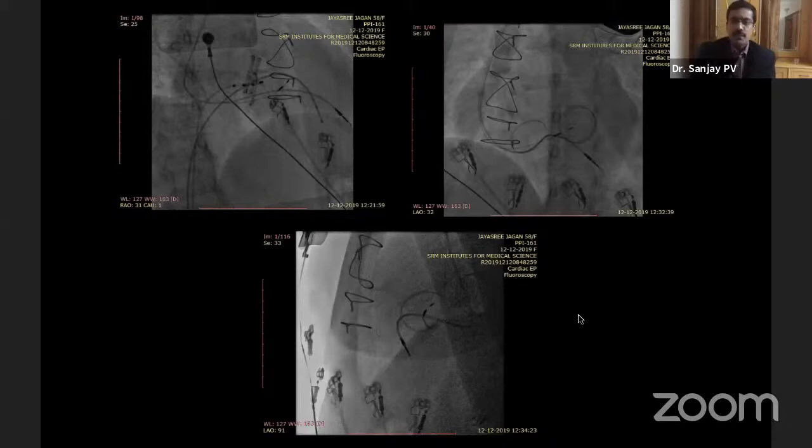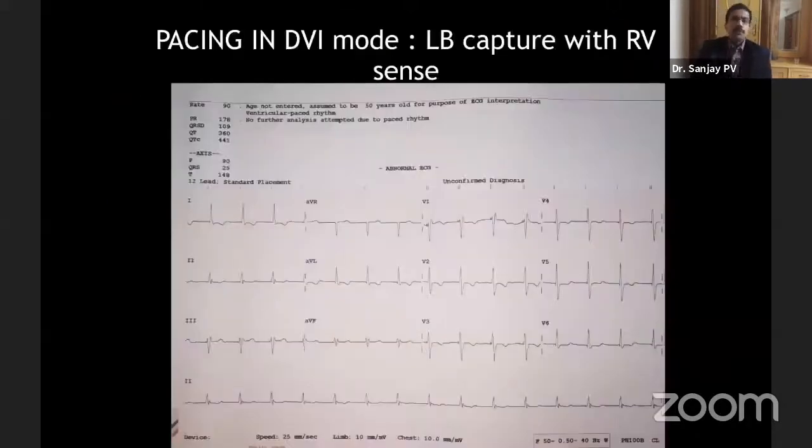So we had a very good result in this patient, and I'll show you. So we paced the patient in DVI mode. So the left bundle is capturing with the RV sensing. So we put in a dual chamber pacemaker. We didn't use the atrial lead at all because she was in AFib. And you can see you're getting a very narrow QRS.